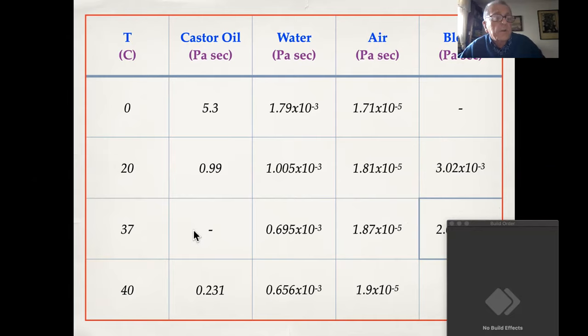I also don't know why the books didn't give me the value of the castor oil viscosity coefficient at 37 degrees for some reason. But as you see, this is a considerable change, and the viscosity coefficients are usually of the order of 10 to the minus third. So they are usually given in millipoise. The poise is a huge unit, so we will be using a smaller one.